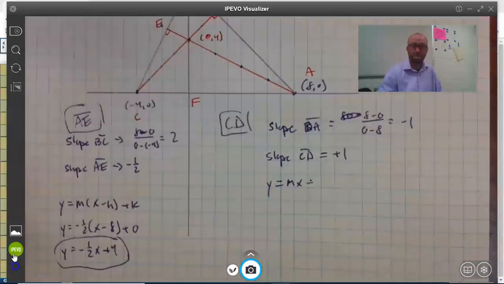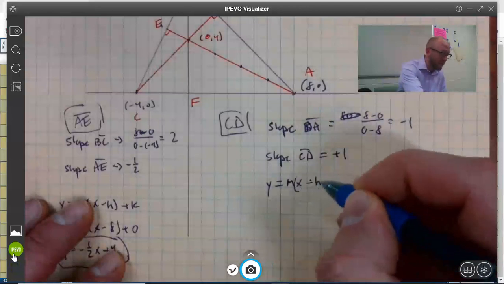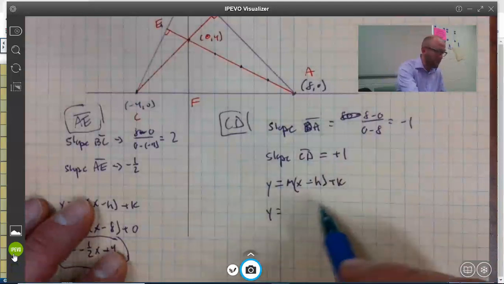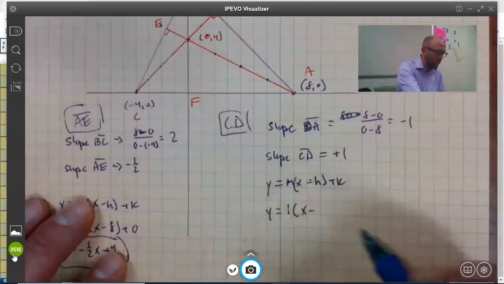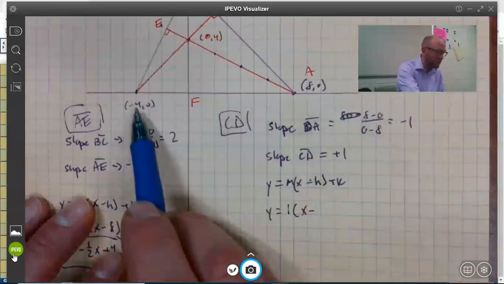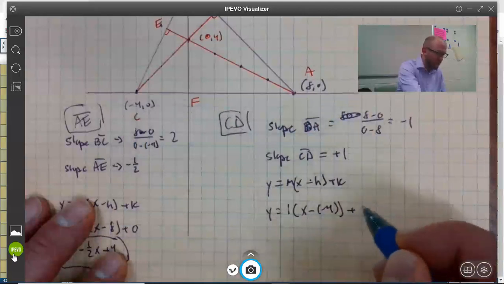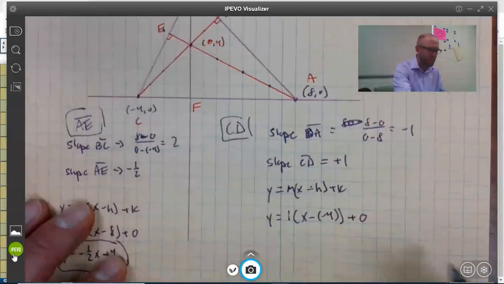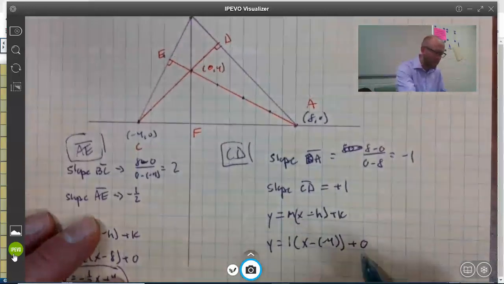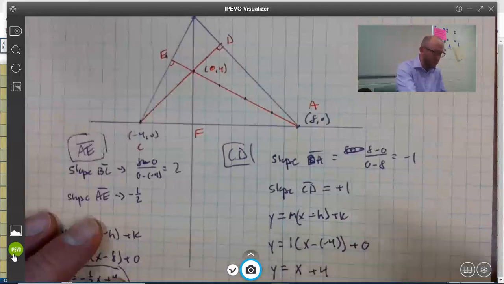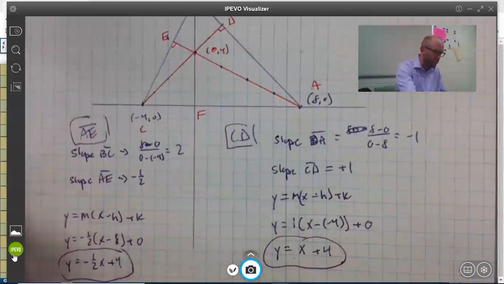Okay, so here it's m(x minus h) plus k, where m is the slope and (h, k) is a point. So y equals, our slope is 1, and x minus our point, we're doing this one, so it's negative 4, and plus k, which is 0. That's the y-coordinate of our point. This is a pretty easy one, actually. The 1 pretty much distributes itself away. So x, and then minus a negative 4 is plus 4, and plus 0 is nothing. So our equation is y equals x plus 4.